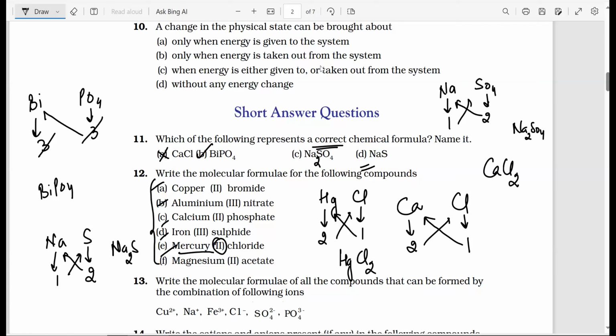Tell me, what is the formula of copper bromide? In which copper's valency you have to take 2. What is the formula of copper bromide? Yes, Abdul, tell me, what is the formula of copper bromide?